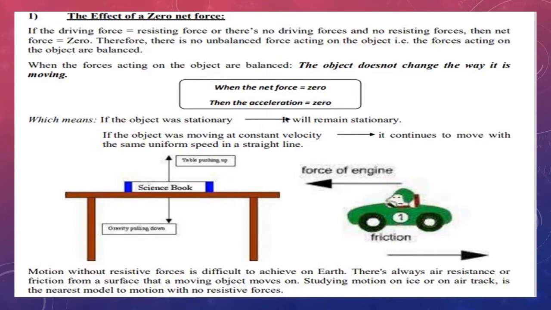Like in the second example of the stationary science book. This book remained constant without changing to moving. Why? Because the forces on this book cancel each other, so the net force equals 0.